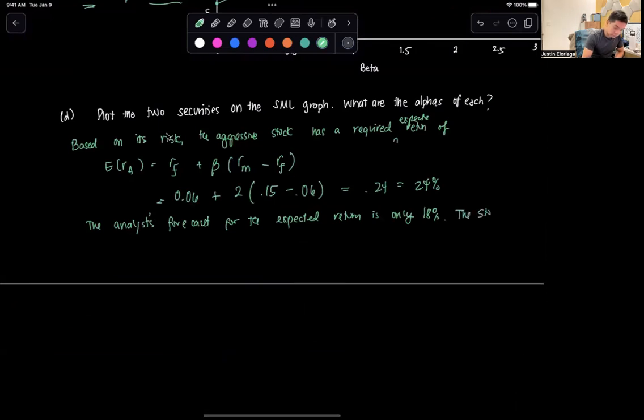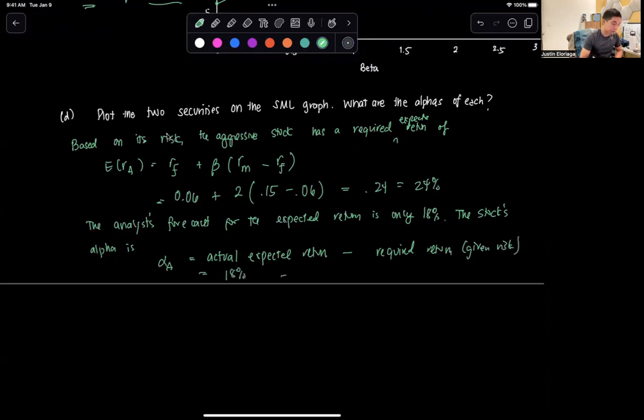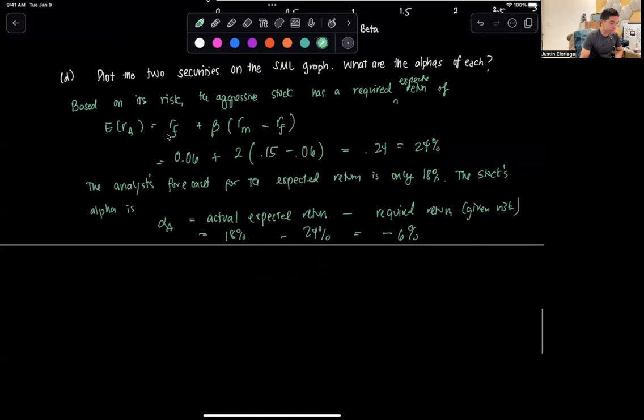So the stock's alpha, alpha A, is the actual expected return minus the required return given the risk. So that's going to be 18%. That's the actual expected rate of return minus the required return, which is what we computed, 24%. So that's going to be equal to minus 6%.